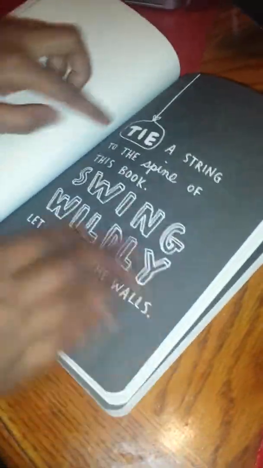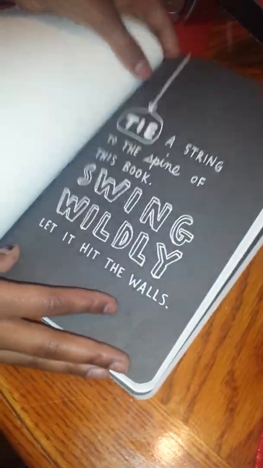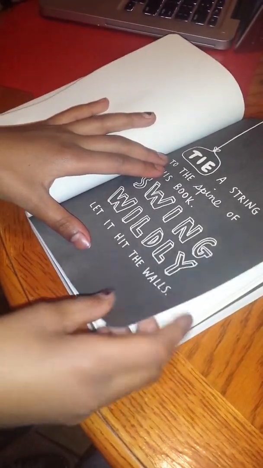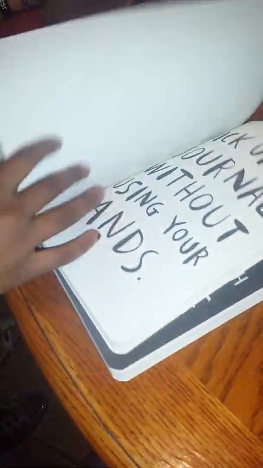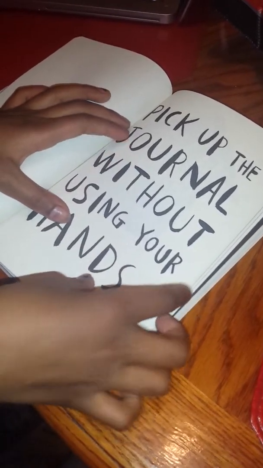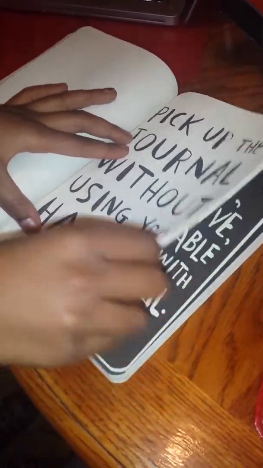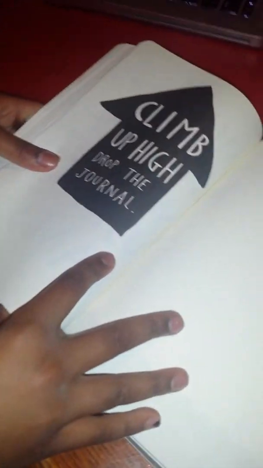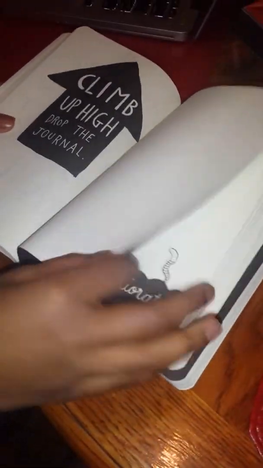On this one, you tie a string to the spine of the book, and then you swing it wildly, and you let it hit the walls. On this one, you pick up the journal without using your hands. Okay. On this one, you climb up high and then you drop the journal. I might do that one on the stairs.